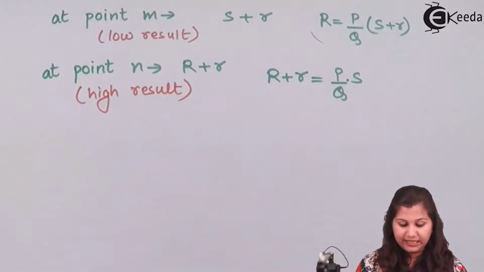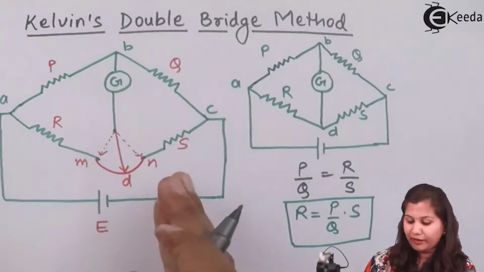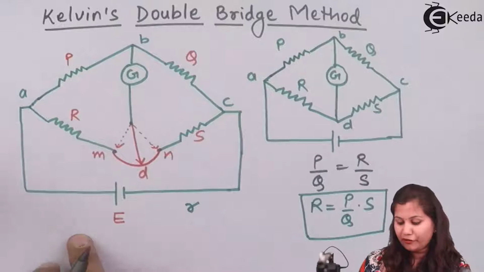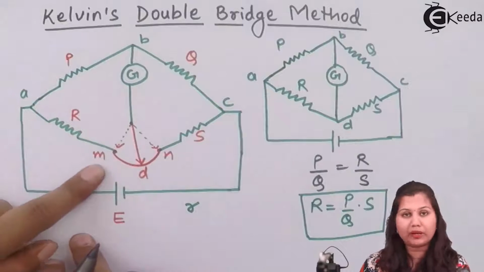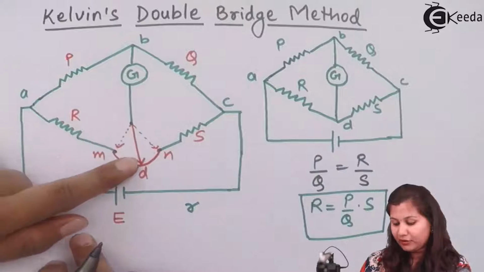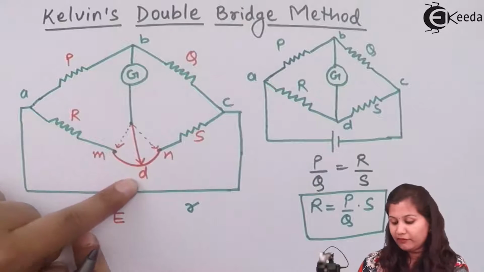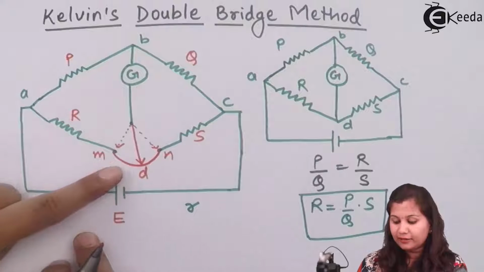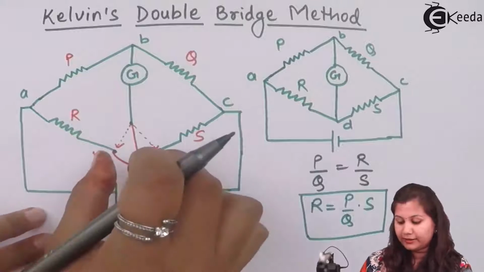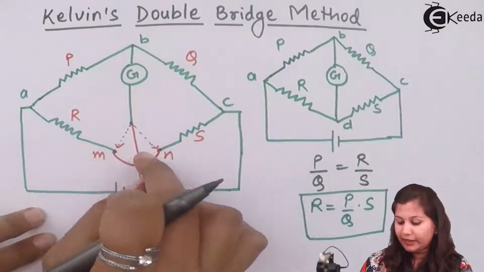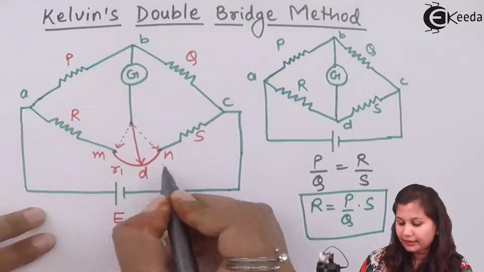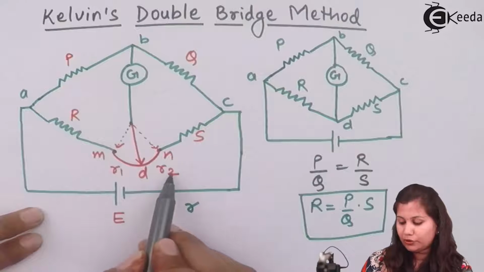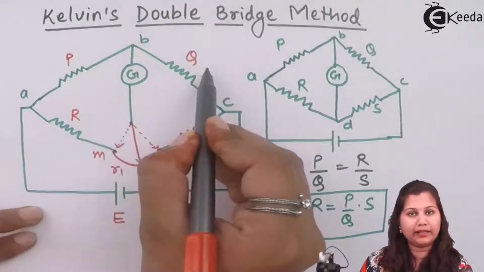Okay, so this connecting lead is having an effect on those values. Now suppose that instead of making the galvanometer connections at points M and N, we make the galvanometer connection at a point D, which is intermediate between M and N, such that the resistance R of the connecting lead is divided into two parts, R1 and R2, such that the ratio R1 upon R2 is equal to the ratio P by Q.